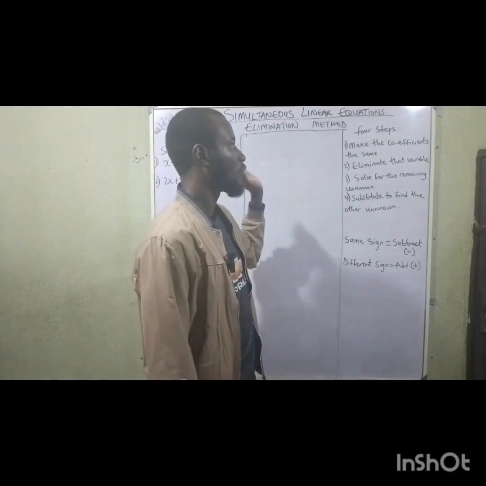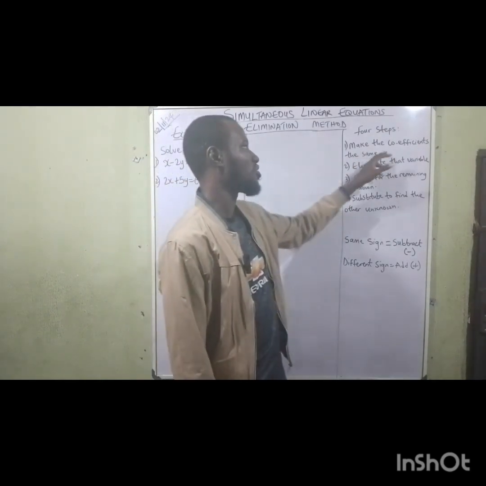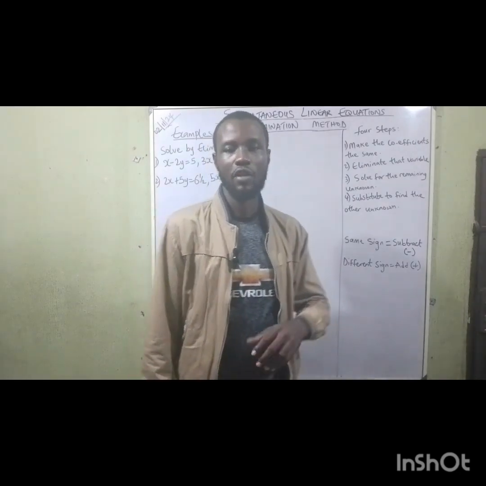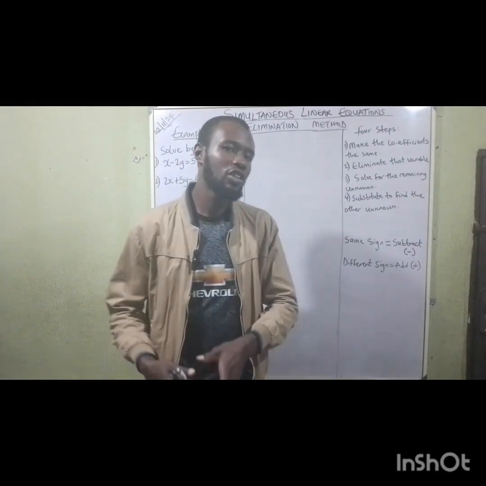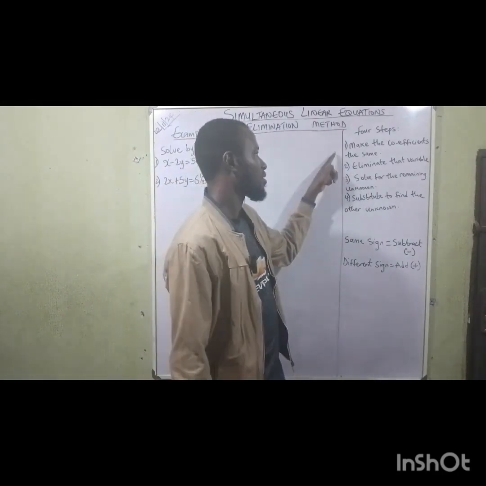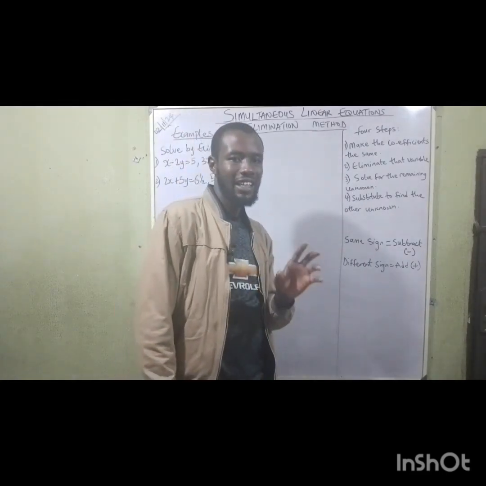All right, first of all, you try to be able to eliminate. You make the coefficients the same. Before you can eliminate, you need to make the coefficient of the variable you have chosen to eliminate the same. That's the first thing you do. Then you eliminate that variable. You either eliminate by adding or subtracting.